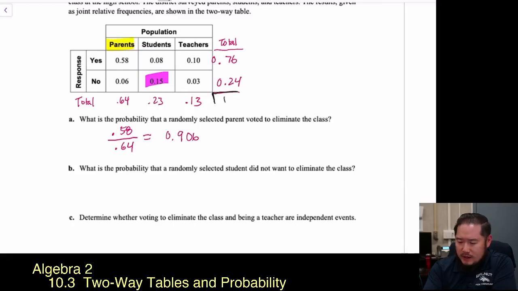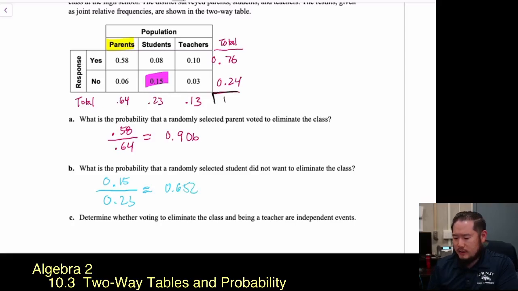So let's take 0.15, and then let's divide that by the total number of students, and we have 0.23. So we'll divide that out, and you get approximately 0.652. That's a 65.2% chance that a student did not want to eliminate the class.